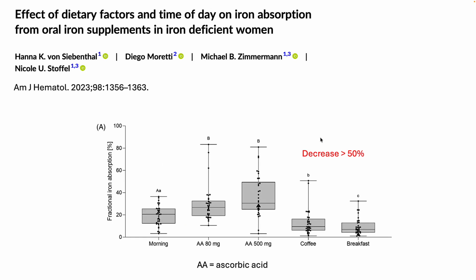This study found that taking iron dose in the morning with vitamin C results in a 4-fold increase in iron absorption and provides around 20 milligrams more iron per dose when iron is given with vitamin C. However, taking iron with breakfast or coffee reduces the absorption.